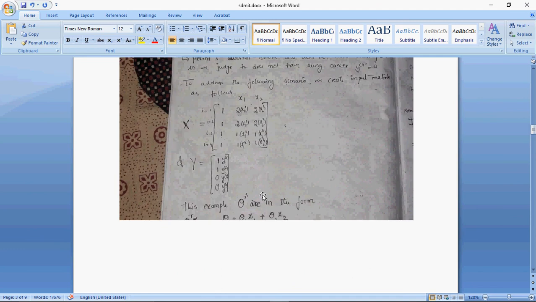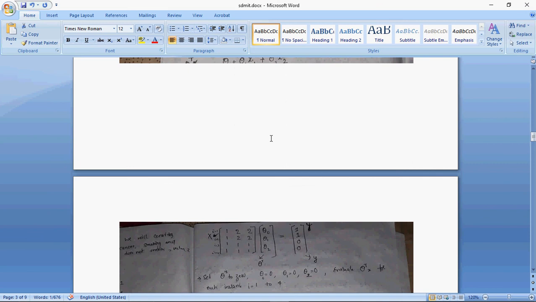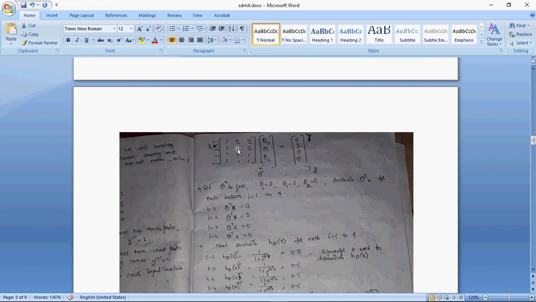Here you find h theta of x, that is theta transpose X, which is equation 2, obtained by theta naught plus theta 1 x1 plus theta 2 x2. Use this equation and obtain theta transpose X, with X multiplied by theta. This is the example wherein you compute theta transpose X. Initially we set theta as 0. Doing that, theta transpose X comes out to be 0 everywhere.